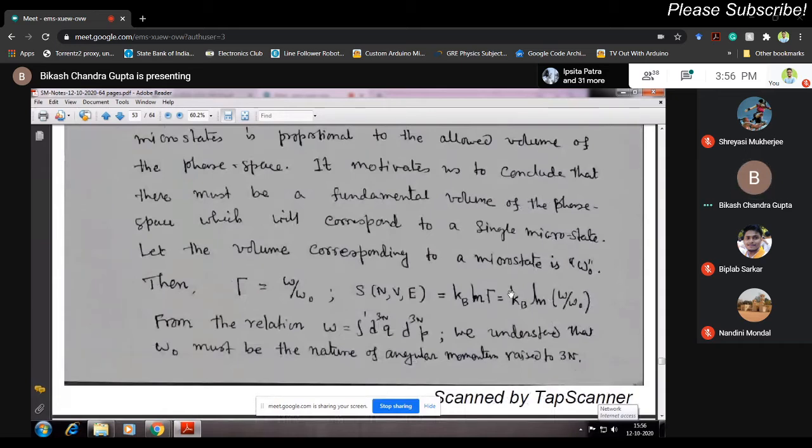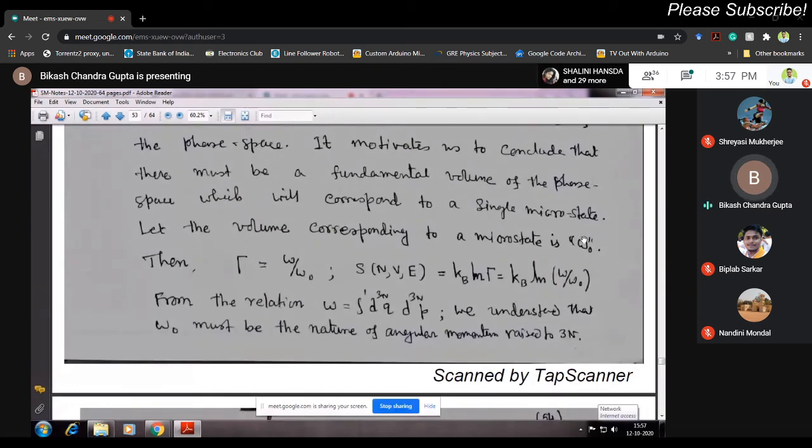And therefore, if it is true, then we have to find out. First we have to find out if there is a little fundamental volume in the phase space which corresponds to a microstate. Then you can simply calculate the total phase space, divide by that fundamental volume, and get the total number of microstates, and from there connect it to the entropy and hence the thermodynamics. Let us see.